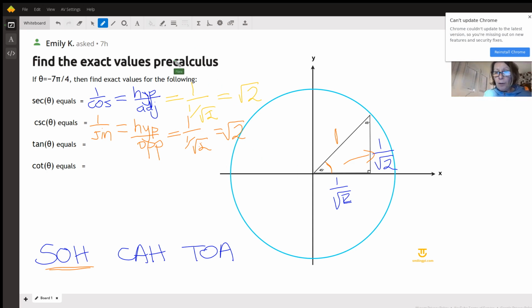So now we go to the tangent. The tangent of theta, tangent, remember, opposite over adjacent. Well, you can see the opposite is 1 over root 2. The adjacent is 1 over root 2. So it's actually just 1. Then cotangent, we need to know that that is 1 over the tangent, the reciprocal of the tangent. And we just figured out the tangent was 1. So 1 over 1, which is 1.